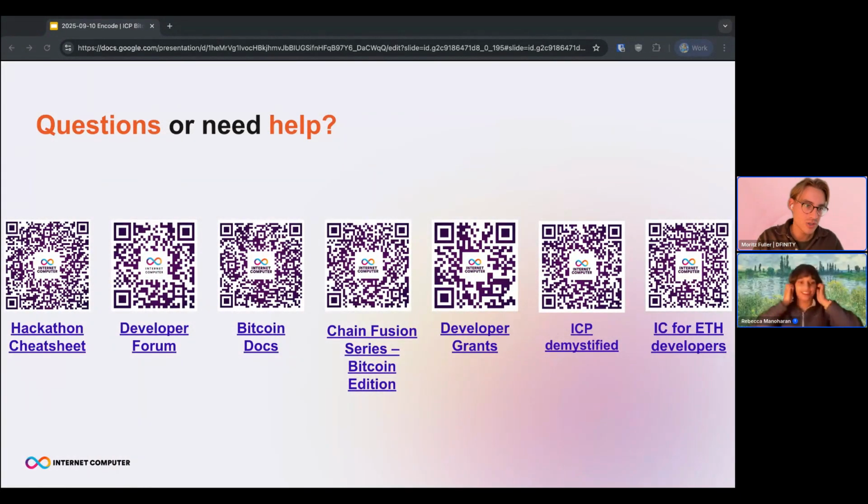There are also some resources here in case you want to learn more. The first one is a hackathon cheat sheet. That is a collection of great resources that are helpful, even if you're currently not participating in a hackathon. It's just a nice page to bookmark again. Then we have a developer forum in case you want to ask lengthy questions. This is a good place. We have the Bitcoin docs, right?